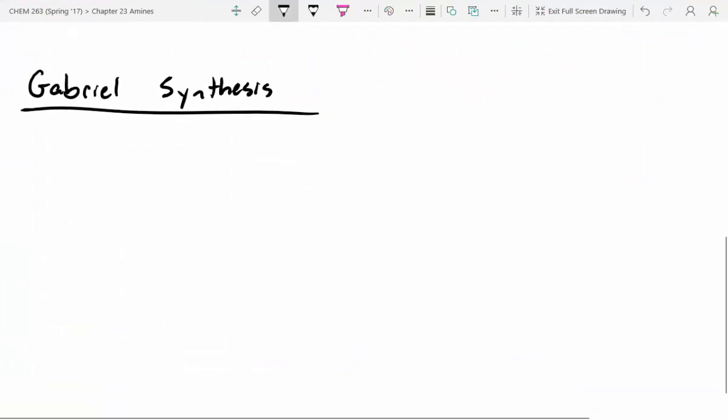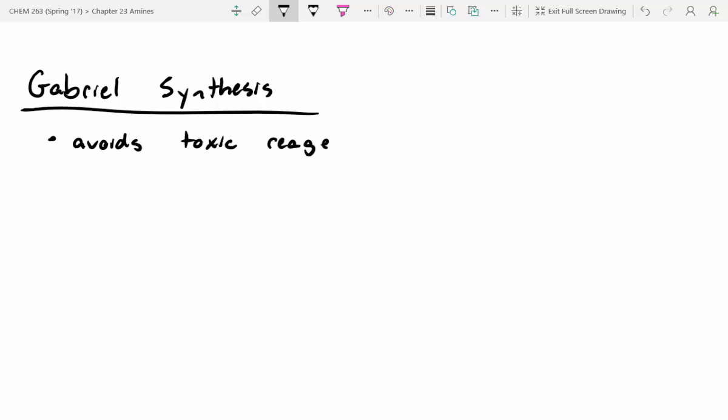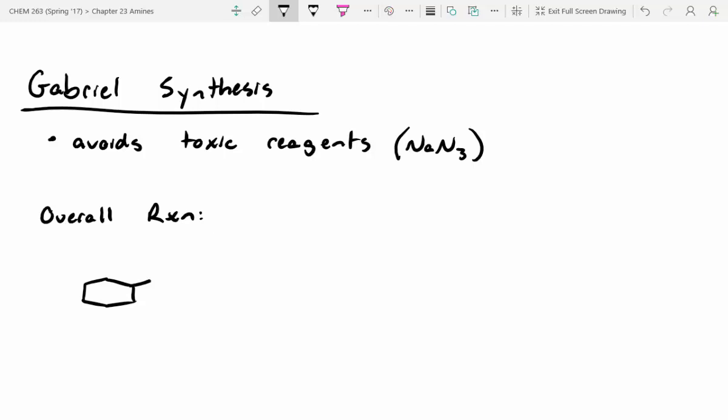All right, so the Gabriel synthesis is an alternate route through which you can make an amine from an alkyl halide. But the key thing is it avoids toxic reagents like sodium azide that we just saw. So let's take a look at the overall reaction. And the overall reaction is pretty straightforward, but it does involve a kind of funky looking reagent.